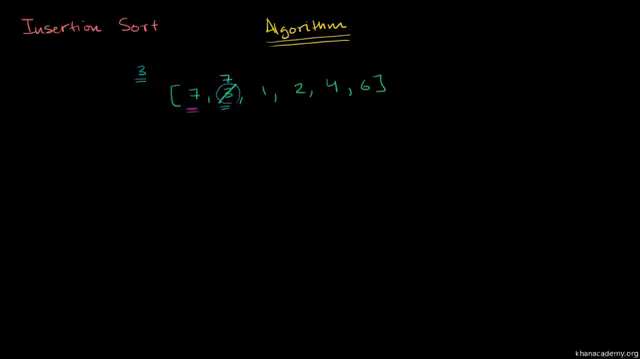And let's put the 3 where the 7 is, especially because there's nothing left to compare the 3 to. There are no elements before the 0th element. So let's just stick the 3 right over there. And so our list now looks like 3, 7, 1, 2, 4, and 6.